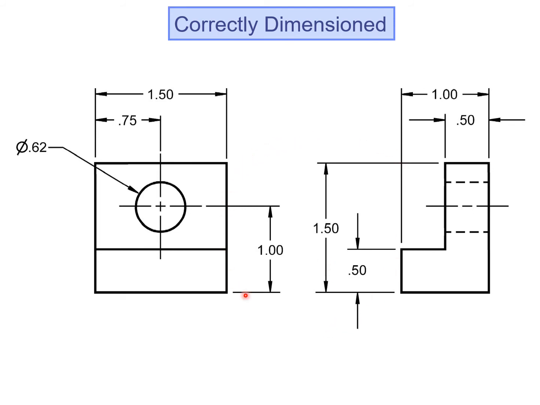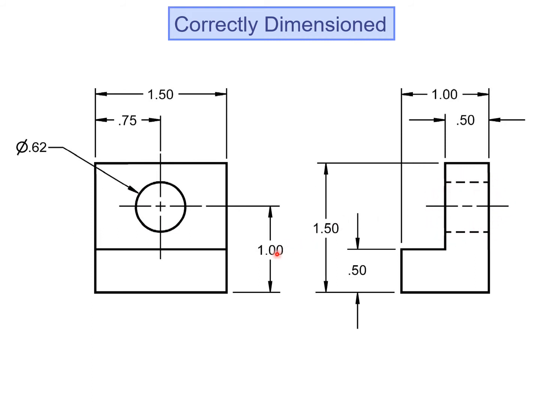Now we do want to place dimensions in groups. For example, we would want to put this 1.00 between the 0.50 and the 150 and group them together. But we're not allowed to dimension a hidden feature. Here the dashed lines and the center line represent the hole going all the way through this wall. But we don't dimension hidden features. We want to actually dimension the object, right? What we actually see. The hidden lines here we cannot see unless we turn on our X-ray vision.